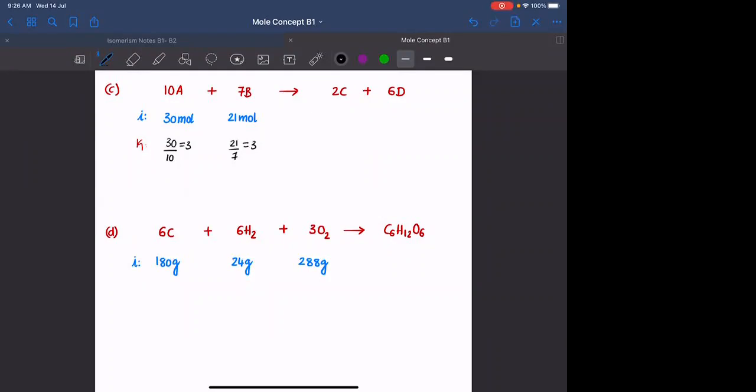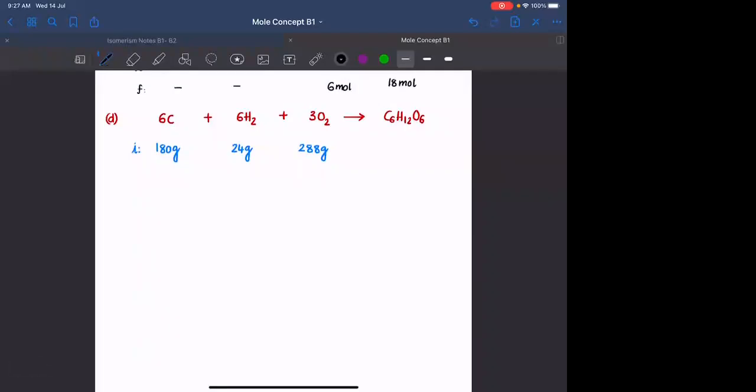So what will the reacted amount be? It will be minus 3 into 10. This will also be minus 3 into 7. The produced amount will be plus 3 into 2, plus 3 into 6. What are the final amounts then? They got consumed entirely. We will form 6 mole of C and 18 mole of D.